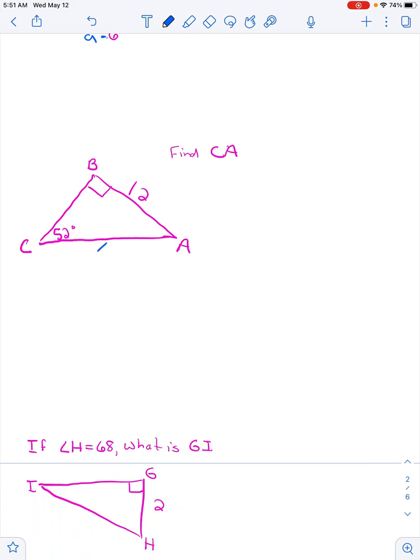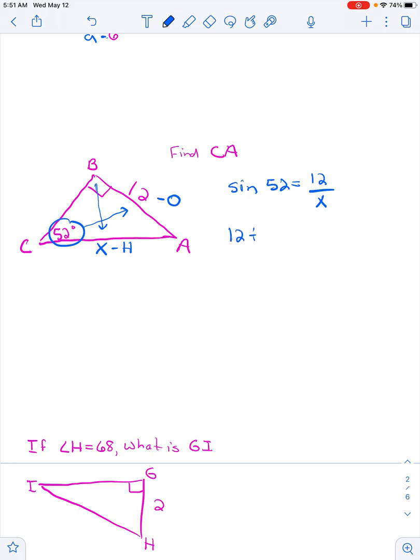So then it says find CA, so I'm going to put a variable there. Then I go from here, that side is opposite of it. So this is opposite. Then here's my 90-degree angle, the side that's opposite that is my hypotenuse. So opposite and hypotenuse would be sine, so I say sine of 52 degrees equals the opposite side, 12, over my hypotenuse of x. Again, variables in the denominator, so I divide.